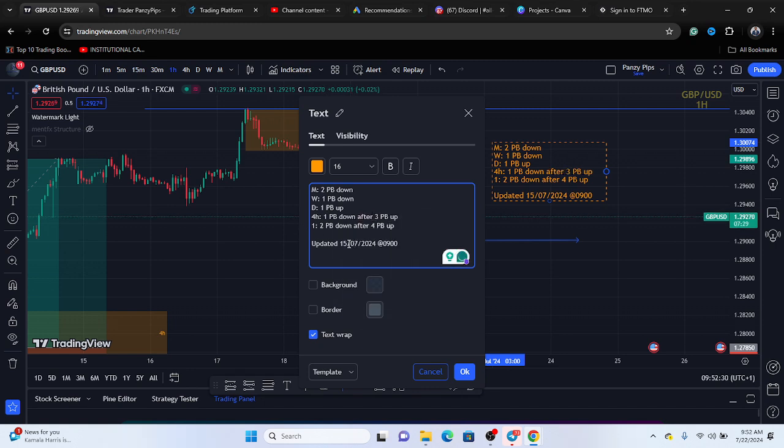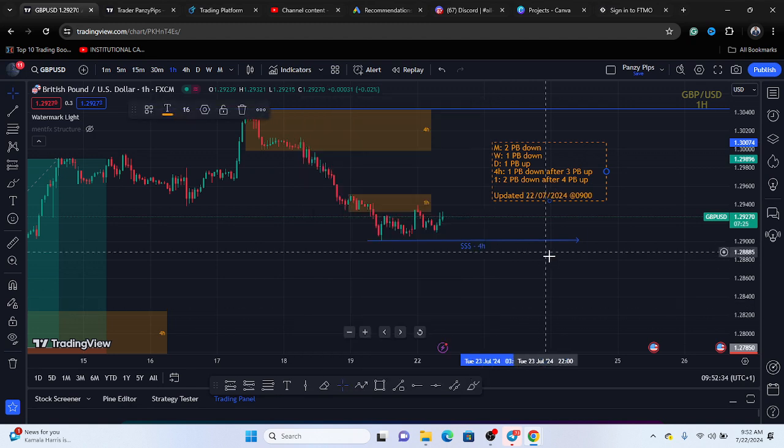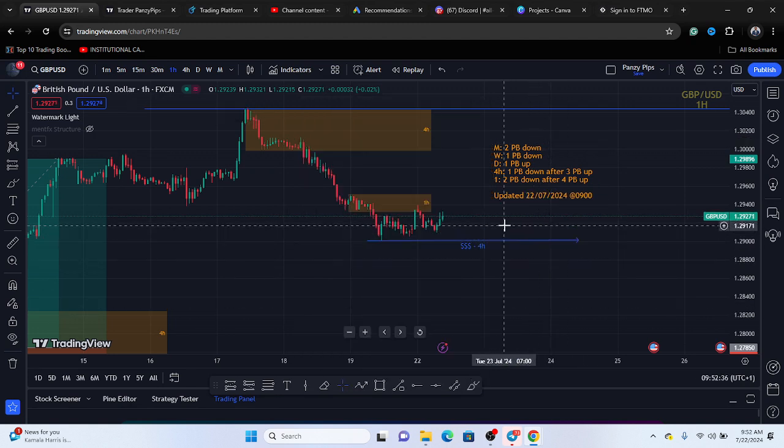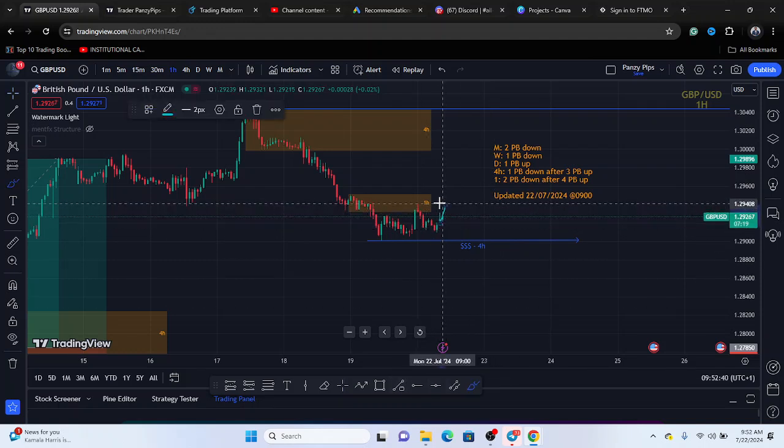All right, and today is the 22nd. It's 9 a.m. and we are done here. So we see a possibility of prices coming back into the zone, and then we look for a chance to enter and go towards the liquidity target.